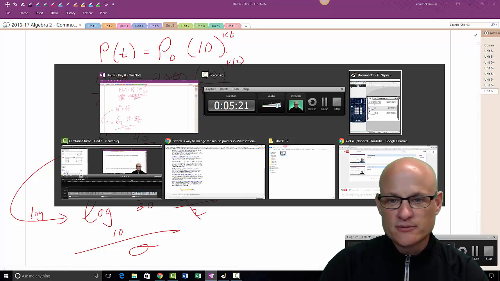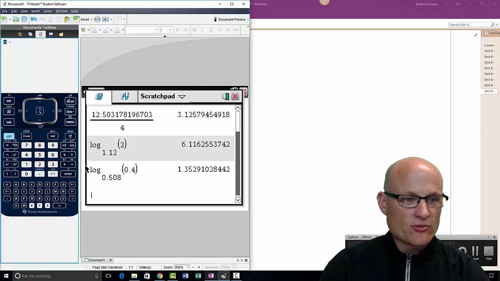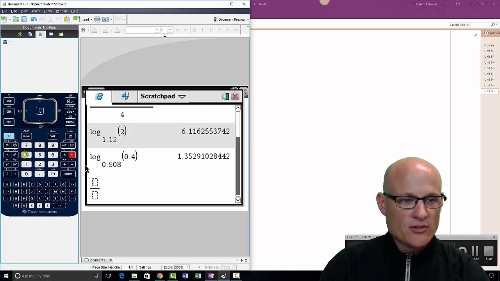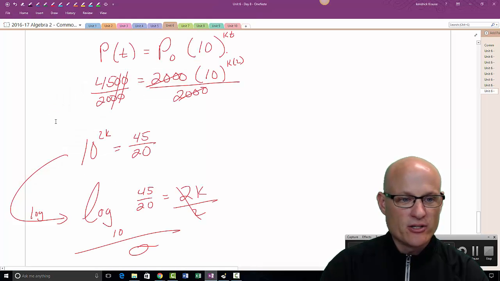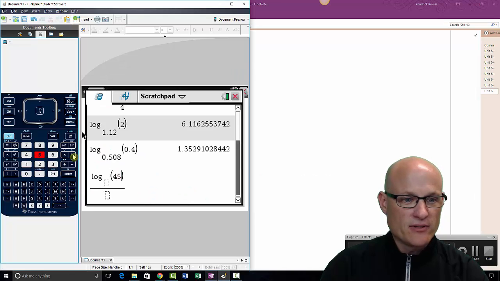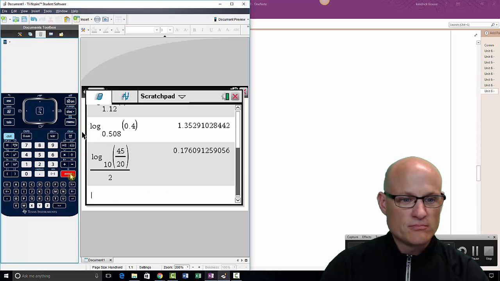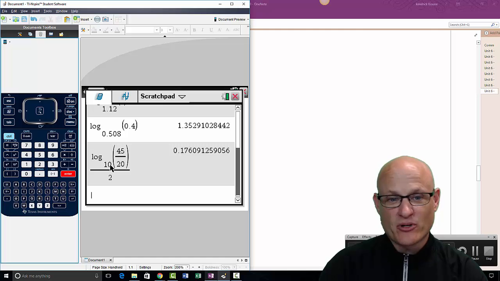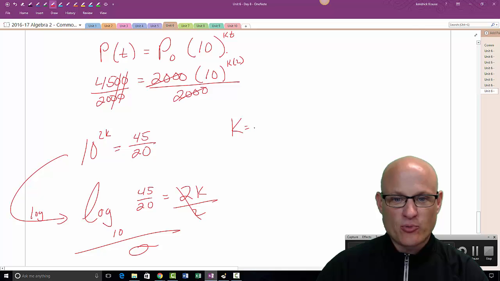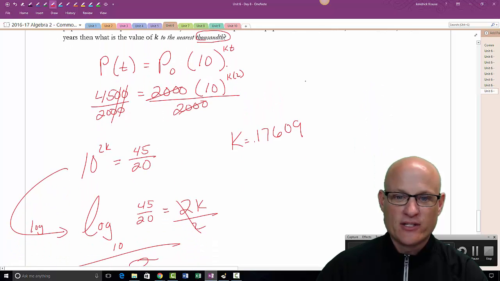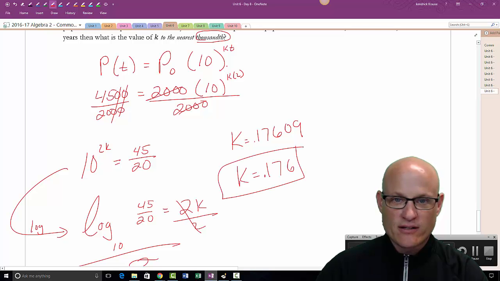So let me start out with a fraction. Control division. So I'll do log. I'm not even going to put the 10 in there because it's automatically understood to be there. 45 divided by 20, all over 2. Now see how I put the 10 in there for me? I didn't have to put it in there. 0.17609. So k equals 0.17609. I think that's enough because it's around the thousandths place. So my answer is k equals 0.176. There it is, kids.